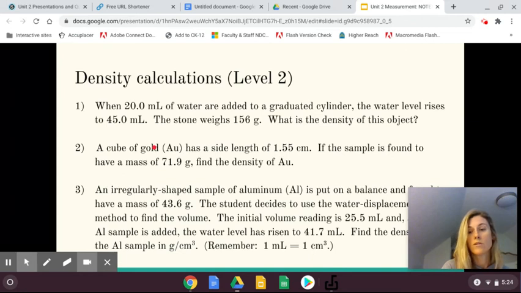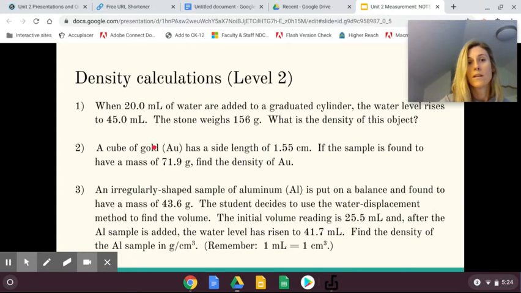So level 2, I'm considering level 2 ones that have just one additional step. That means you probably need to subtract to find the volume of the object. So number 1, for example, we have 20 mils of water added to a graduated cylinder. The water level rises to 45 mils. There's something missing there, but this means a stone was put in there. The stone weighs 156 grams. What is the density of the object?